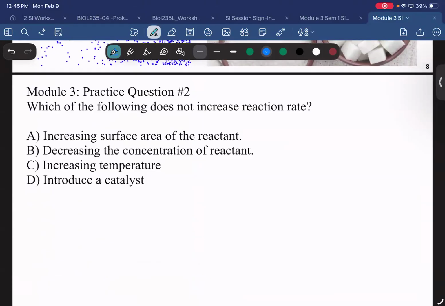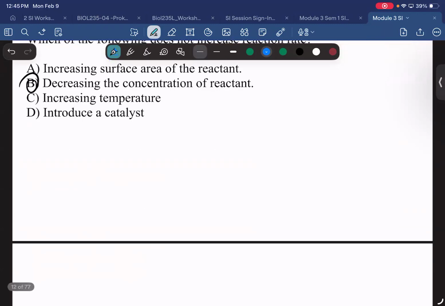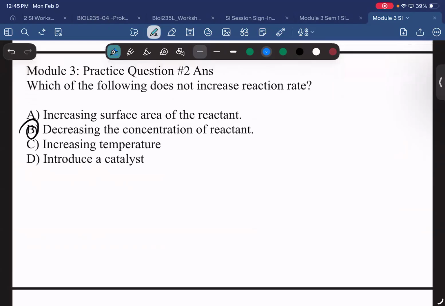I'll give you guys 30 seconds to answer it. All right, what are the answers? A. You serious? All right, does anyone else have an answer? B. Yeah, it's B. See, increasing surface area.